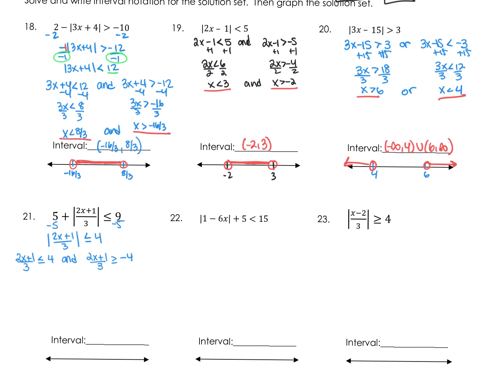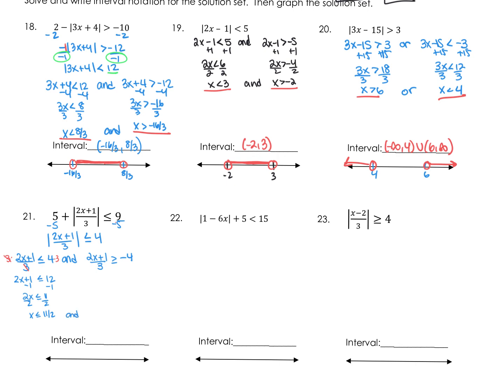Make the 4 negative. We need to get rid of the 3 first, so they're dividing, so we're going to multiply by 3. To get rid of the 3, so we'll have 2x plus 1 is less than or equal to 12. Subtract 1. Divide by 2. And we'll have x is less than or equal to 11 halves.